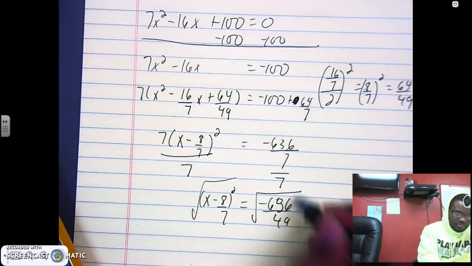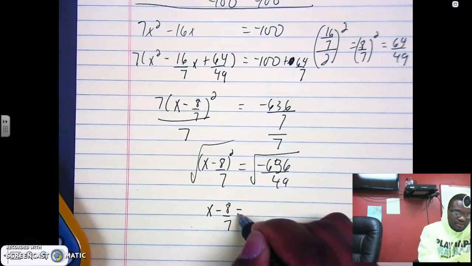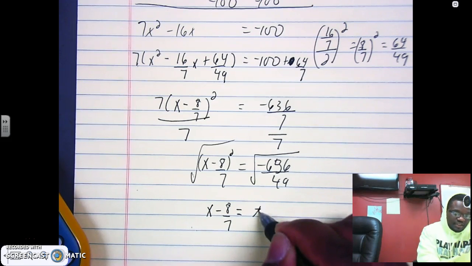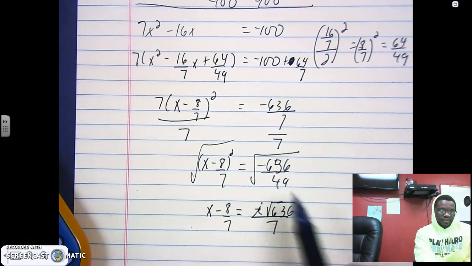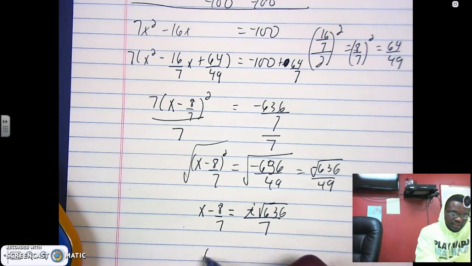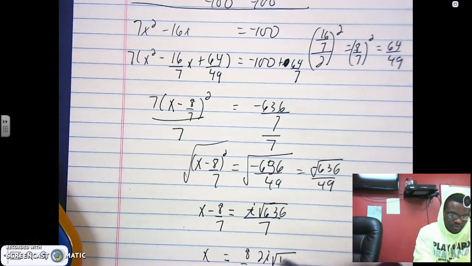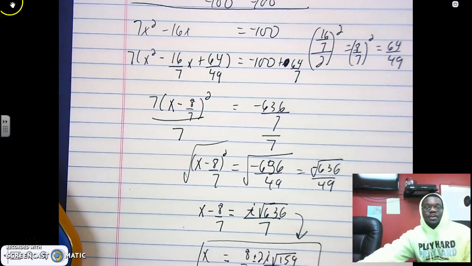And so now you have to take the square root of both sides. And so now x minus 8 over 7 equals, not negative, I'm going to call that i, square root of 636 over 7. And when you simplify all of that, you'll get 8 over 7 plus or minus 2i square root of 159 over 7. I'm running out of time, so I just had to skip through that. And I can show you that in class if you ask questions. And that'd be it.